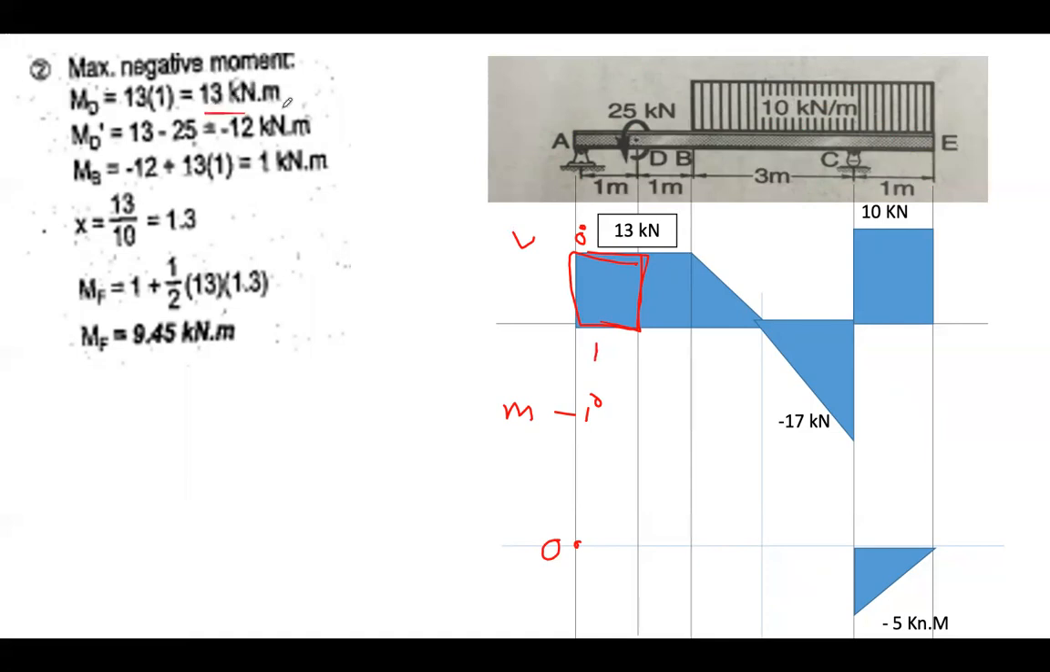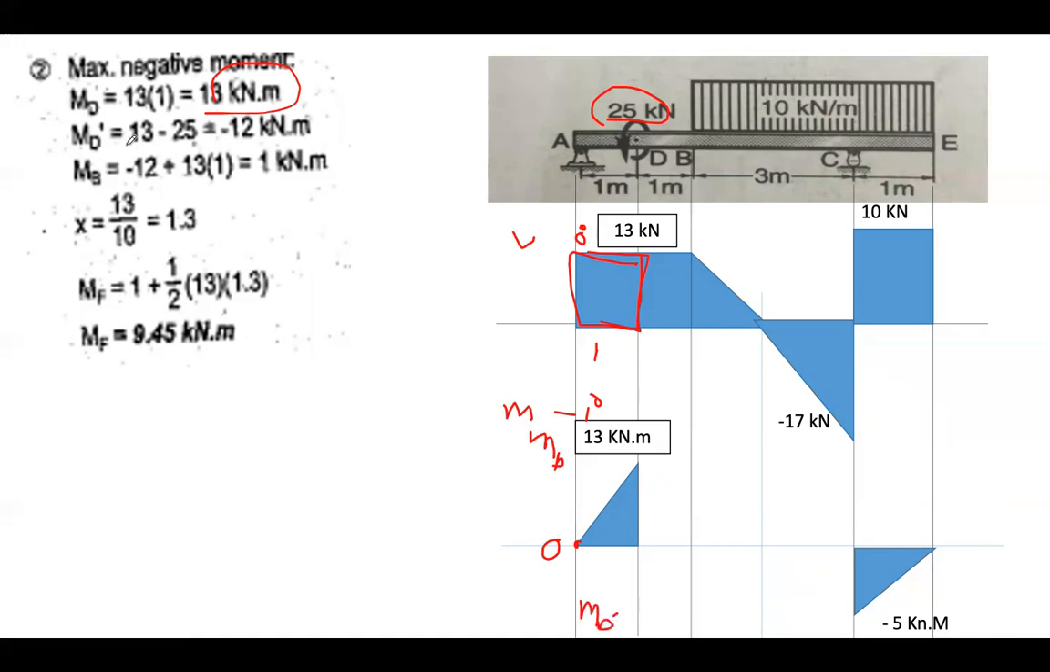So you have here 13, okay? That's positive, okay? Then how about MD prime? Because there is this 25 counterclockwise moment. So from 13, it will go down here. So there is MD prime. If this one is MD, there is also MD prime here at the bottom.